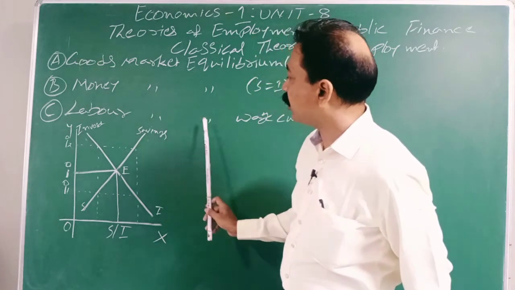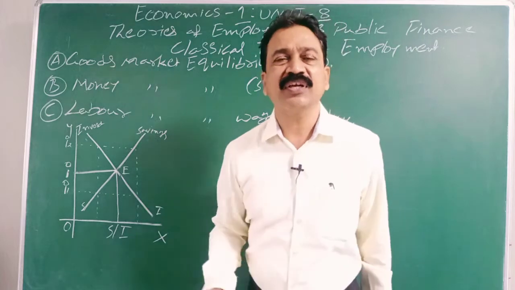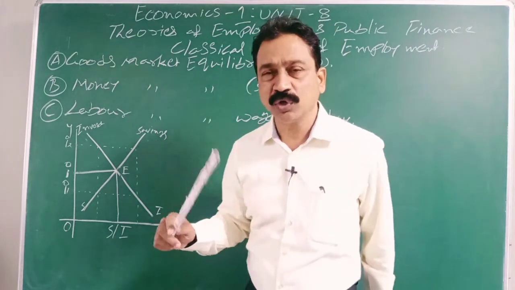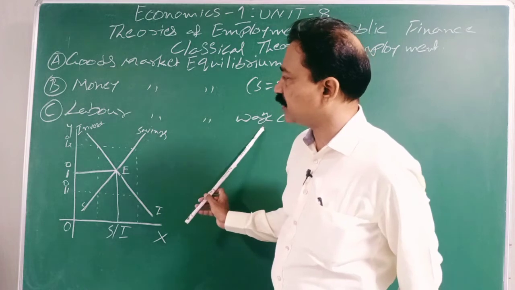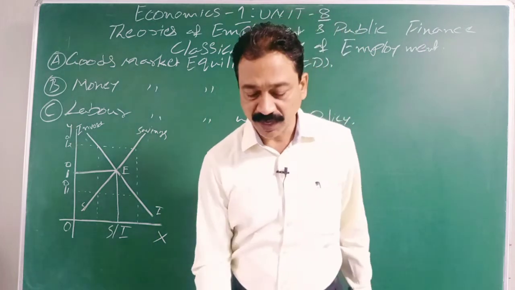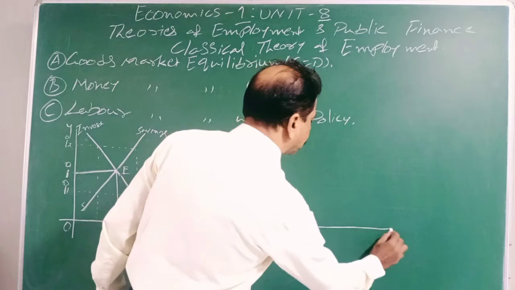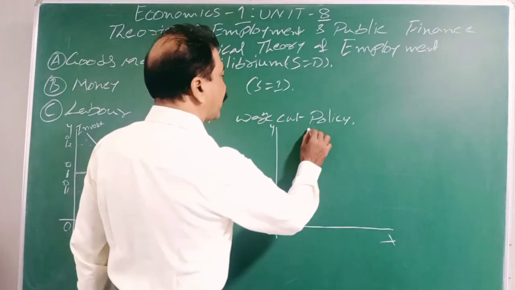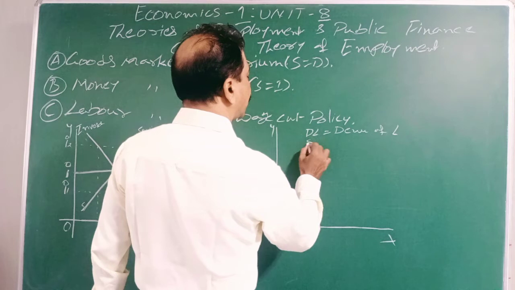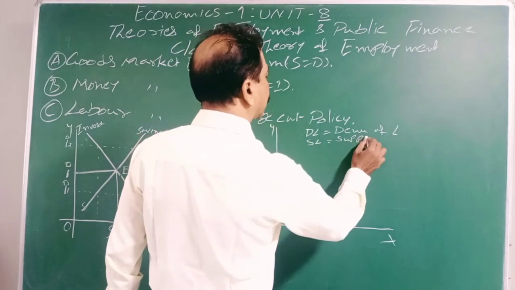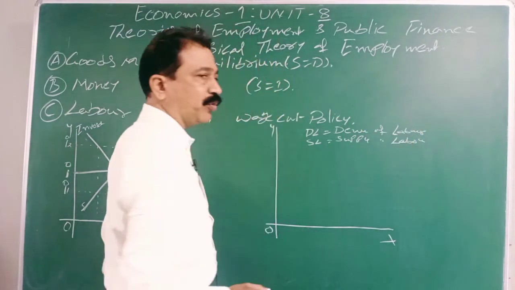Now we will see labor market equilibrium, or what is called the wage cut policy. But this theory is being criticized. Even goods market equilibrium was also criticized. We will see those criticisms in the next part after completion of the wage cut policy or labor market equilibrium. Okay, now let me explain labor market equilibrium or wage cut policy. Here, demand of labor and supply of labor we are going to discuss.